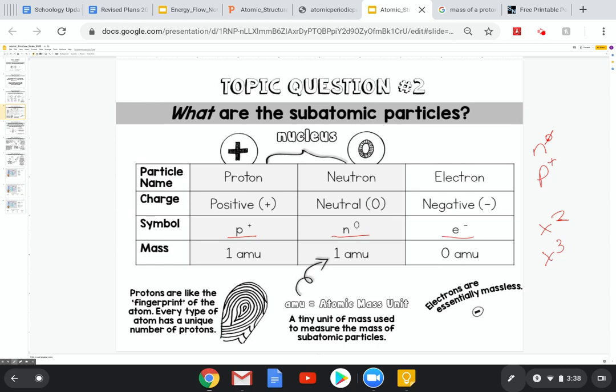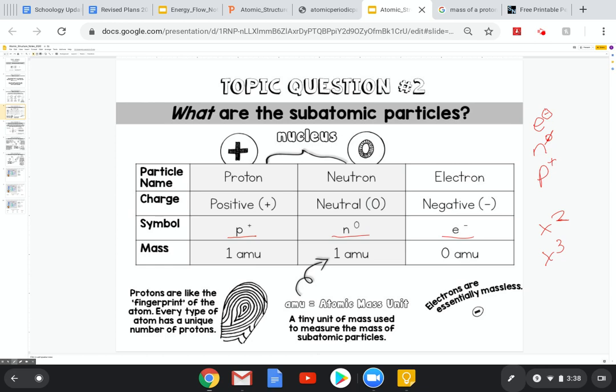There's no charge to it. And then electrons, I like to depict them as a lowercase e because I know they are smaller, and that helps me remember that, as well as the negative sign for representing the charge of an electron.